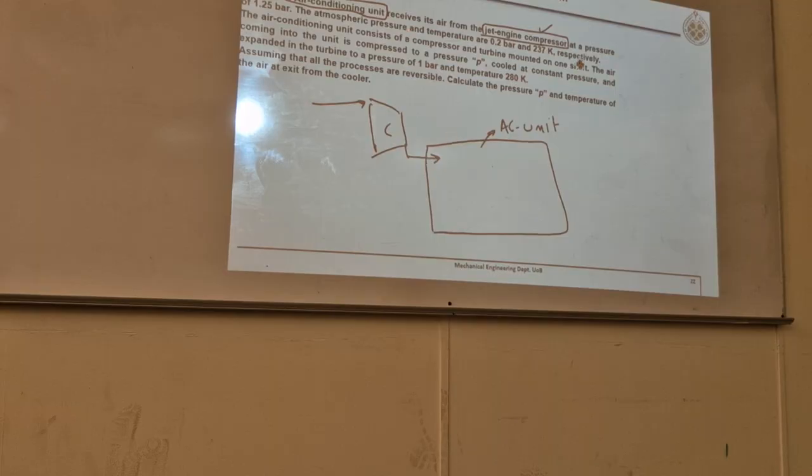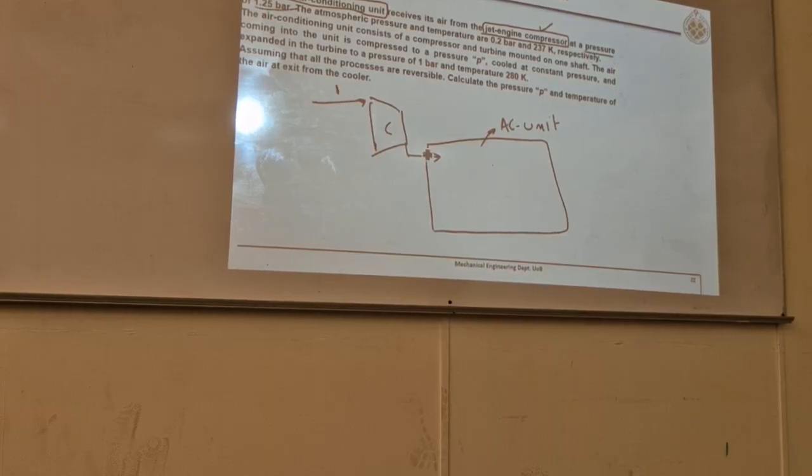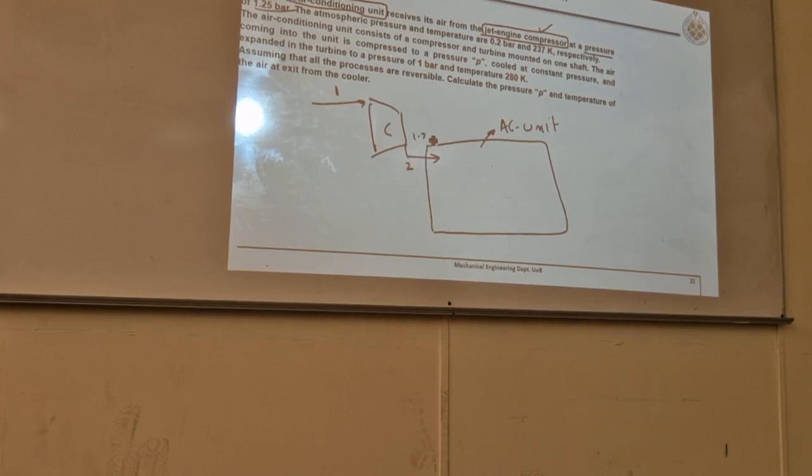Okay. And it is receiving at what pressure? That is given as 1.25 bar. If this is 1, this is 2. So this pressure P2 is given as 1.25 bars. An aircraft air conditioning unit, this one, receives its air from the jet engine compressor at a pressure of 1.25 bars. Means P2 is given. If I say this is P1 and this is P2.